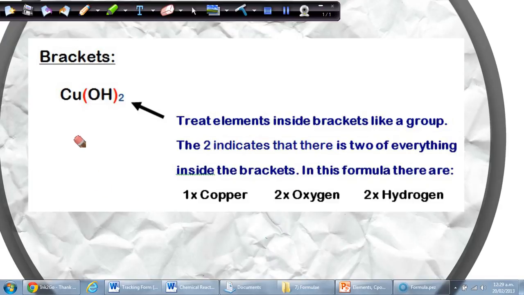But basically, guys, what you can see here is we've got 1 copper and we've got 2 of everything inside the brackets. So we've actually got 1 copper, 2 oxygens, 2 hydrogens. Okay, let's look at a few examples. Maybe that'll help.